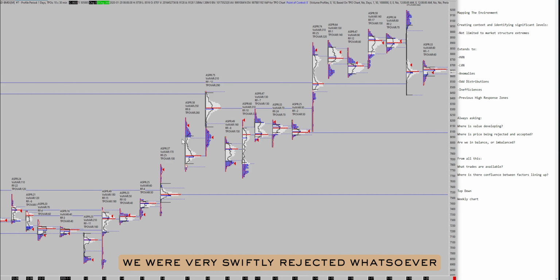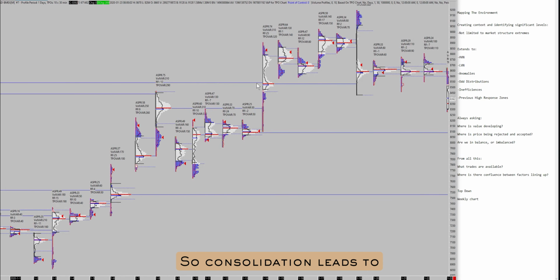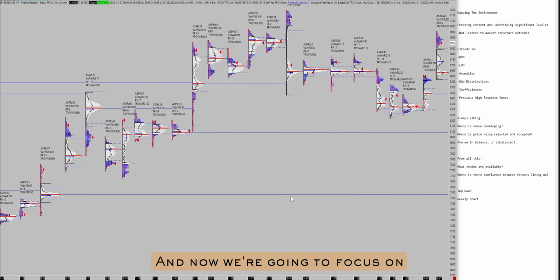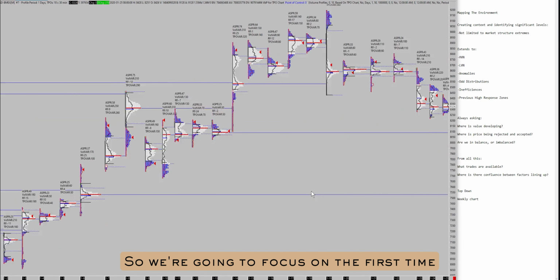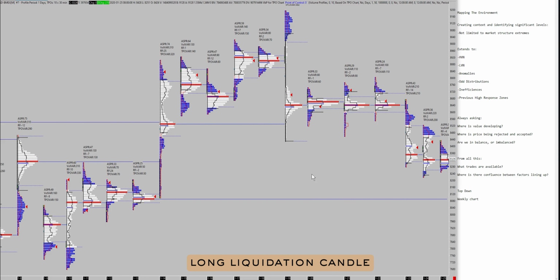It's not like we were very swiftly rejected whatsoever. So consolidation leads to, in this case, continuation. And now we're going to focus on this period right here. Okay, so we're going to focus on the first time that we have a major long liquidation candle. And if you remember what a double distribution is, this is what we're looking at right here.